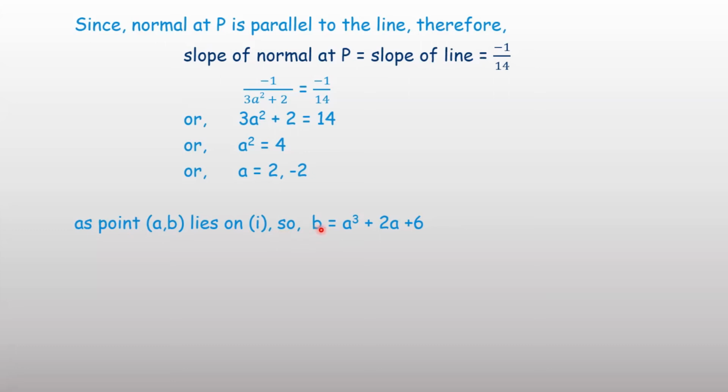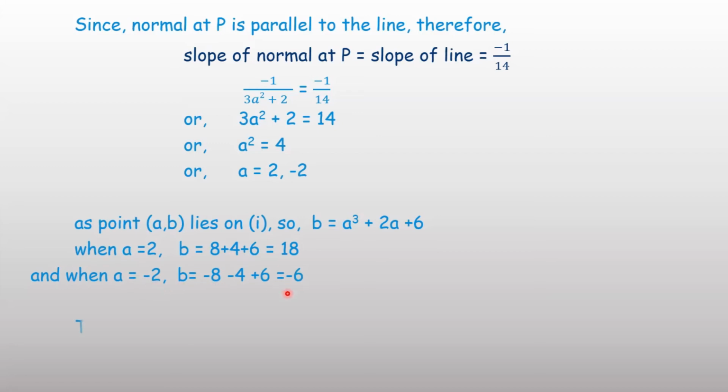the equation of the curve we can write is y = x³ + 2x + 6. In place of y, write b: b = a³ + 2a + 6. If a = 2, then the value of b is 18: 2³ + 2×2 + 6, so 8 + 4 + 6 = 18. And if a = -2, then the value of b is -6. Therefore, you are getting two points on the curve, (2, 18) and (-2, -6), at which the normal is parallel to the given line.